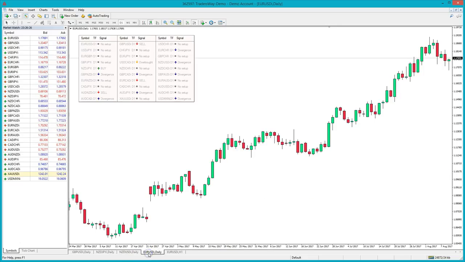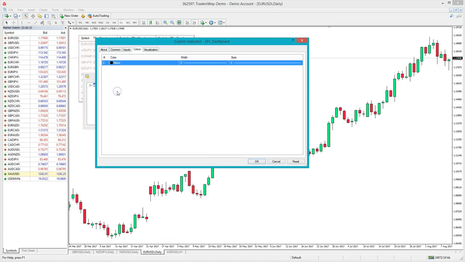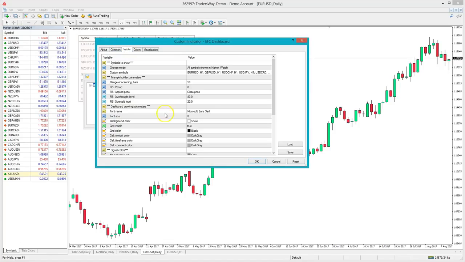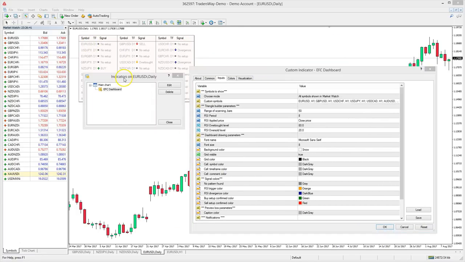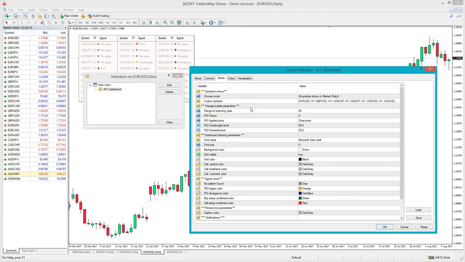Okay, so getting back to our dashboard, there's a lot of stuff that you can do with it. There's a lot of settings that you can adjust. Lots of outputs. Say you don't want to see all of these. Let's say you only trade 2 of these instead of all however many there are here. What you can do is specify what symbol you want to see. So if you only want to see a couple of these, then by all means go ahead and delete those.